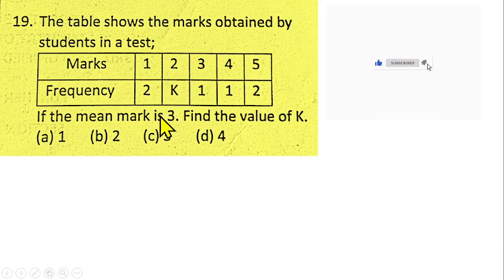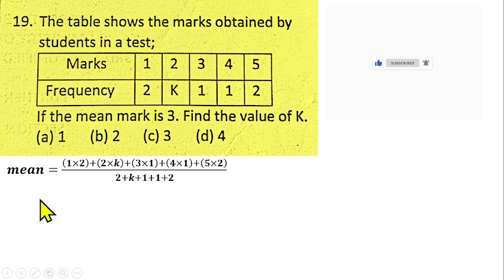Question number 19 is from statistics. We are given that the table shows the marks obtained by students in a test. So this is a frequency table. These are marks and these are frequencies. If the mean mark is 3, find the value of k. So we have been given the value of the mean, so you have to use that to find the value of k. So how do you find the mean? Mean will be each mark multiplied by its frequency, added together, divided by the total frequency.